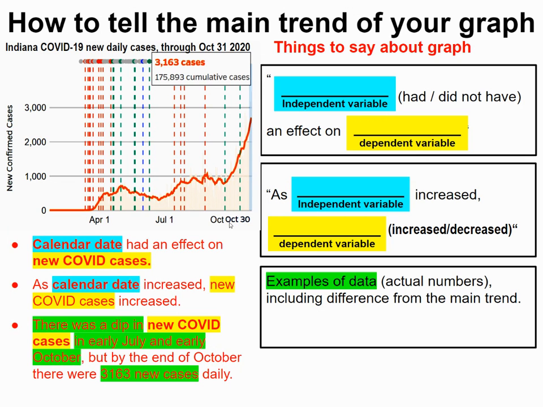Okay, and your data is not going to be this complex, right? Because this is hundreds of thousands of data points. You need to have a minimum of 10, and you may have as many as 50 or 60. There are some people who have that. Okay, so that's how to tell the main trend of your data in bar graphs and in scatter plots. So I hope this helps. Get writing.